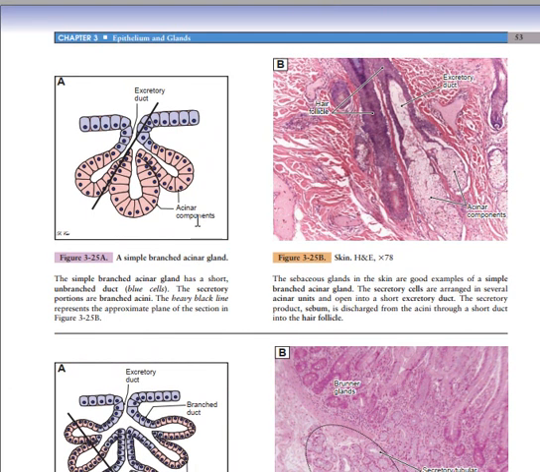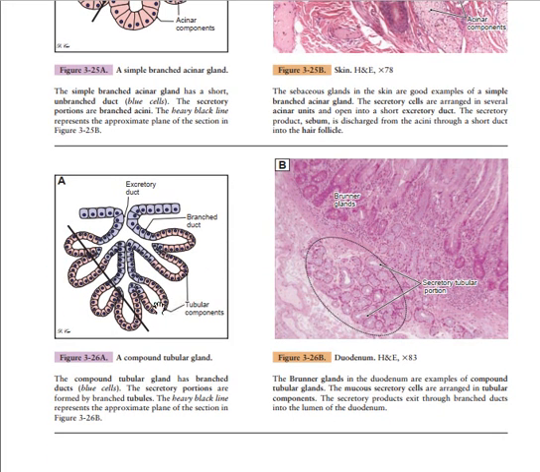For the simple branch acinar gland, you see that there's only one excretory duct connecting them, and then many of them are having acinus like that. So these are acini. This is an example of a simple branch acinar gland. Here is the excretory duct. Here is the first acinus. Here is the second acinus. Here, simple branch acinar gland. This diagram has been taken on the skin.